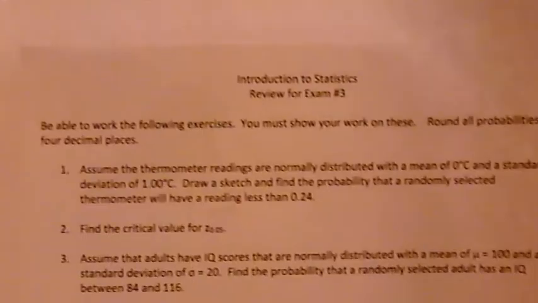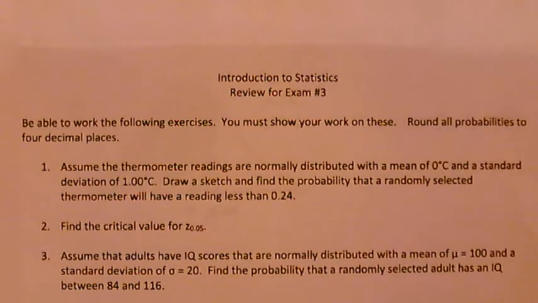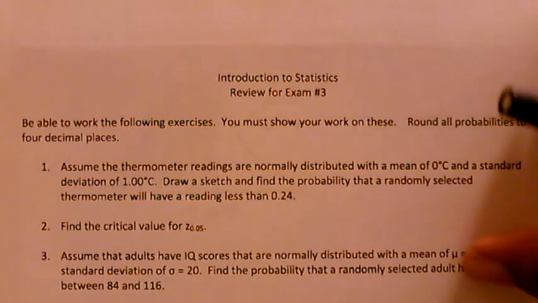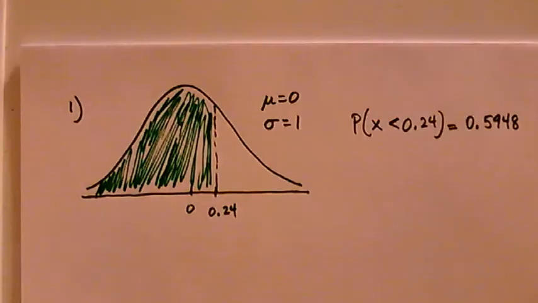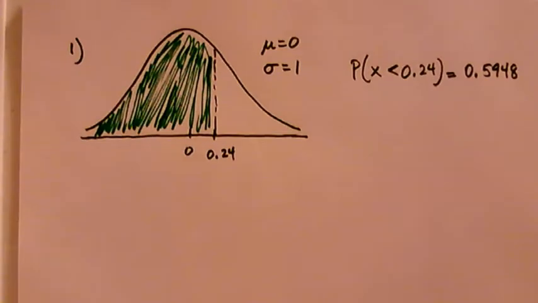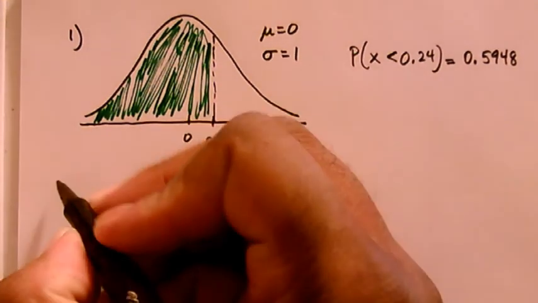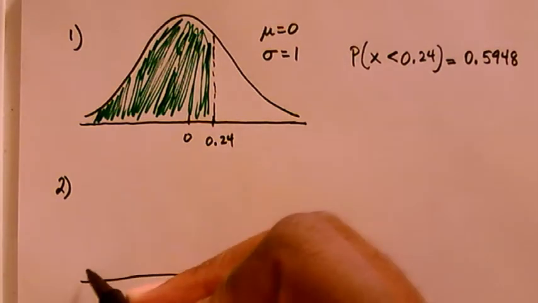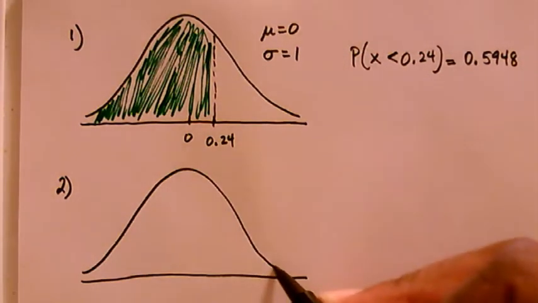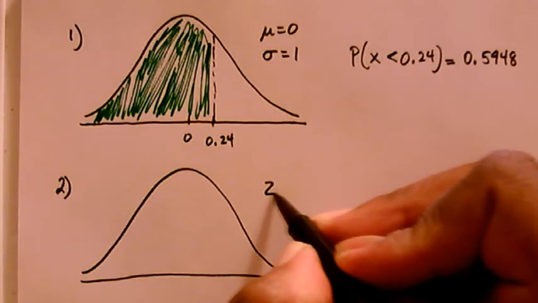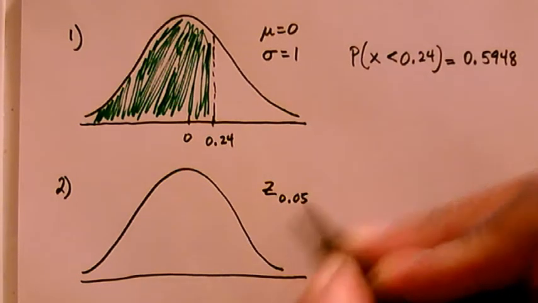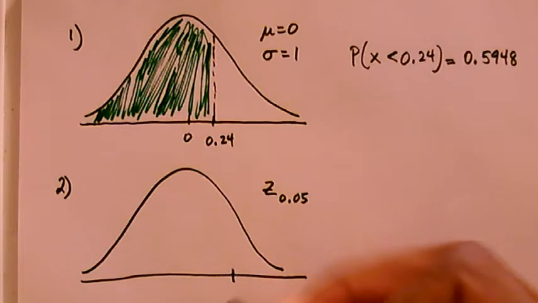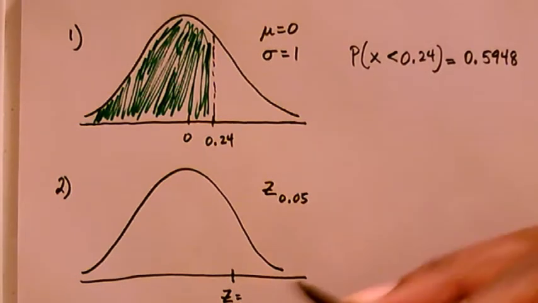Okay, problem number 2 is to find the critical value for z is equal to 0.05. We're finding the critical value for z is equal to 0.05. Okay, so this is problem number 2. And here we're going to draw another normal curve. Now we're dealing with z of 0.05. That's the z value here.